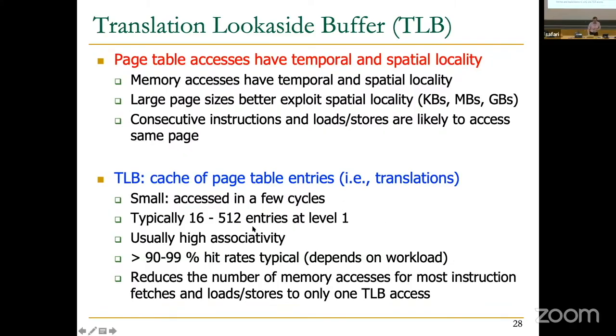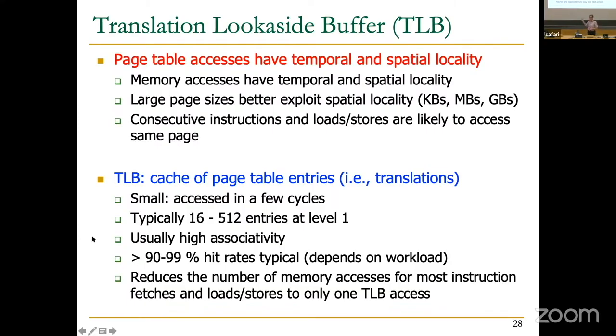So typically at level 1, you have 16 to 512 entries, and usually it's high associativity, and you get typically 90 to 99% hit rates. But it all depends on the workload, right? It all depends on the access pattern. If you're completely accessing memory randomly with no locality in translations, then you get 0% hit rate in this cache, and it's basically terrible. Okay.